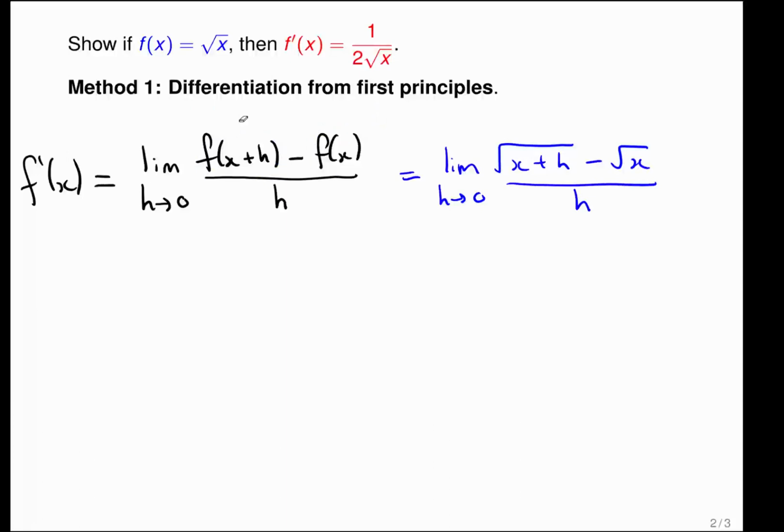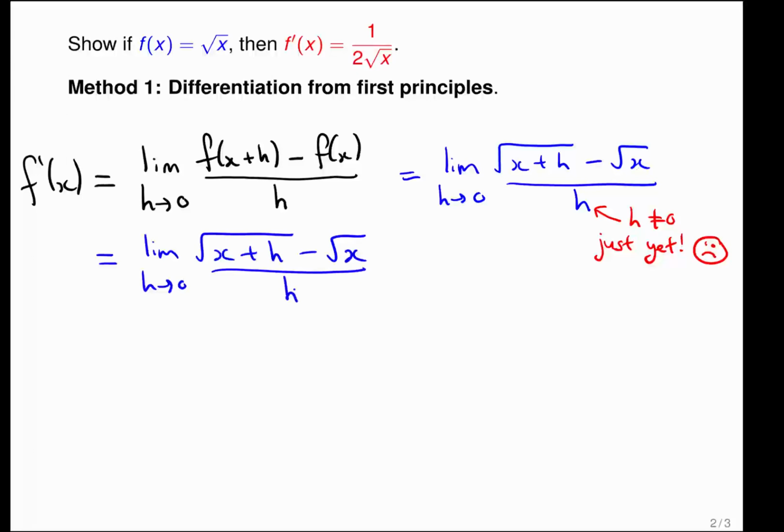Our goal now is to manipulate this expression until we're in a position to let the constant h go towards 0. The reason we can't simply substitute h to be 0 immediately is because we'll get a 0 denominator. Now, an algebraic trick that we can employ here to kick things along is to do the following. We're going to multiply both the numerator and denominator by the expression root of x plus h plus root x.